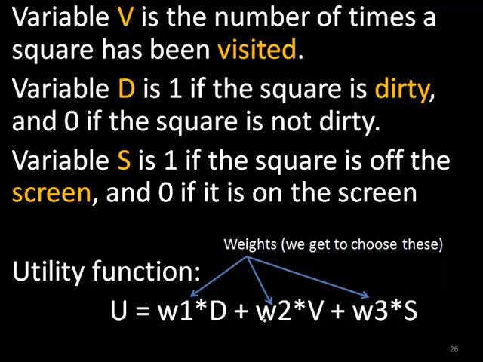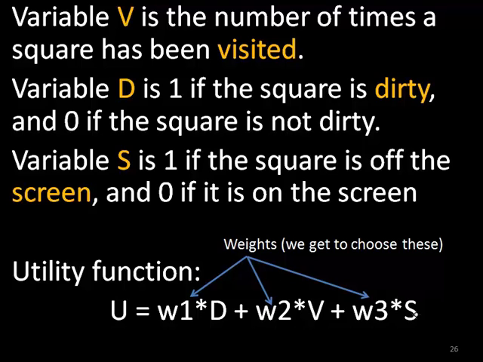Each of these variables will be multiplied by a weight. The weight determines how much punished or rewarded the agent will be for that particular thing, so that weight 1 tells us how rewarded the agent should be if it goes to a square that is dirty. Weight 2 tells how much punished the agent should be if it goes back to a square that has been visited before. Weight 3 tells how much punished the agent should be if it drives off the screen.